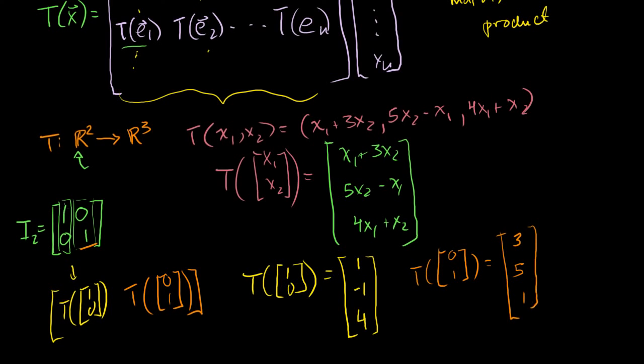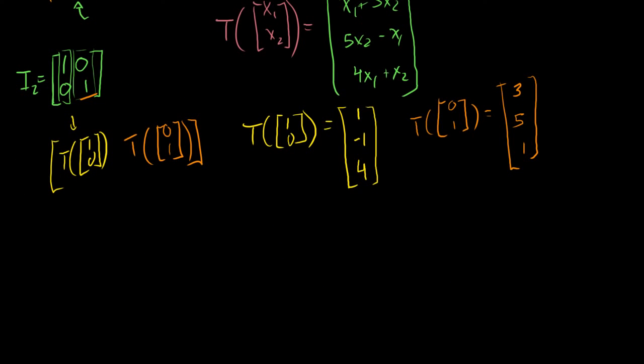And I just showed you, if I replace each of these standard basis vectors with the transformation of them, what do I get? I get this vector right here. So I already figured out what they are. If I take this guy and evaluate it, it's the vector 1, minus 1, 4. And then this guy is the vector 3, 5, and 1.